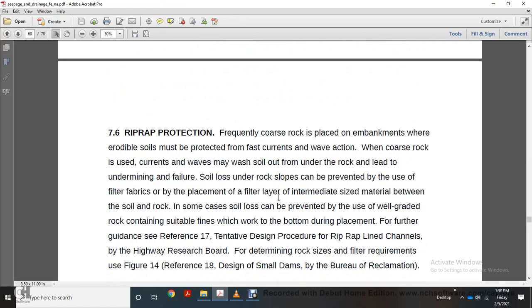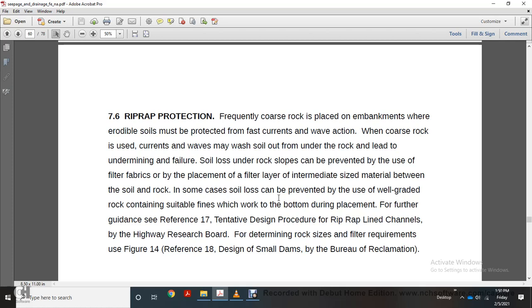Riprap protection is frequently a covering of rock placed on embankments where erodible soils must be protected from fast currents and wave action. With coarse rock, current and wave action may wash soil from under the rock and lead to undermining failure and soil loss. Loss of soil from under the rock can be prevented with filter fabrics or by placement of a filter layer of intermediate-sized material between the soil and the rock. In some cases, soil loss can be prevented by using well-graded rock containing suitable fines.